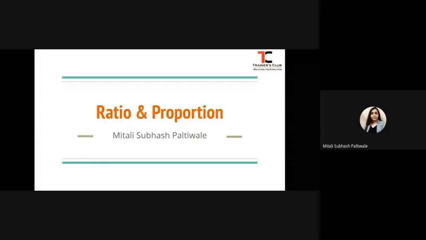So, hello everyone. We are back with another session of ours. Yesterday, in the previous sessions, we finished speed, time, and distance. Now we are progressing with ratio and proportion. So, let me not wait any longer, and let's start. So, here is ratio and proportion.